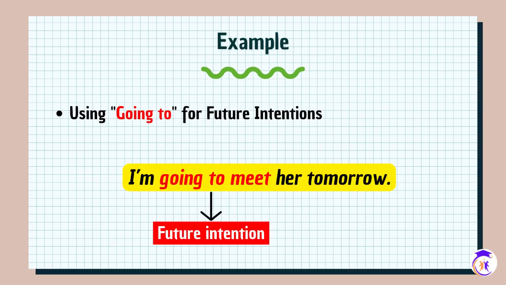Examples. Using going to for future intentions. I'm going to meet her tomorrow. The speaker intends to meet someone tomorrow. The emphasis is on the personal decision or intention to carry out this action.